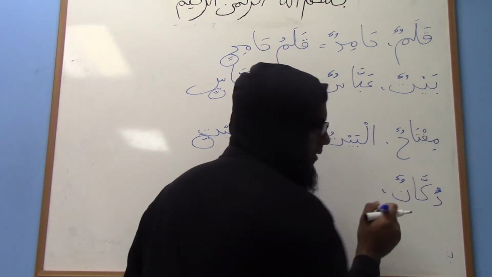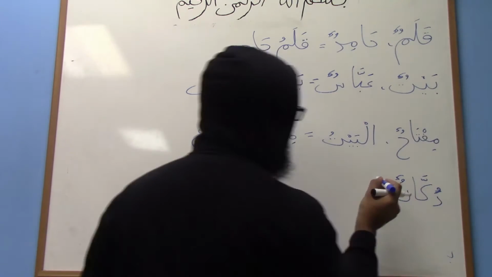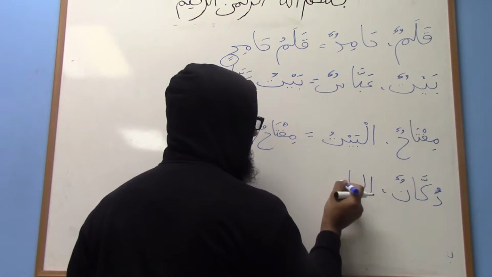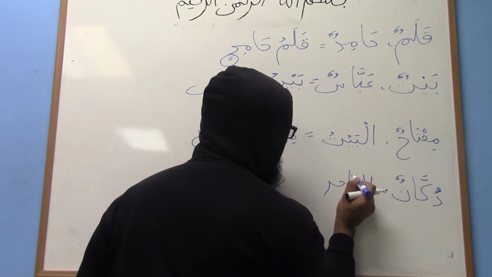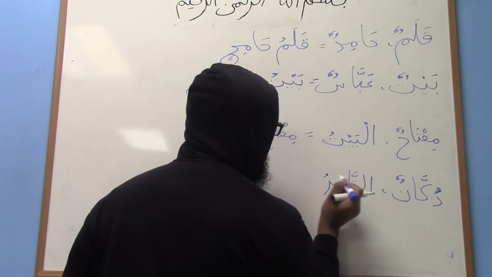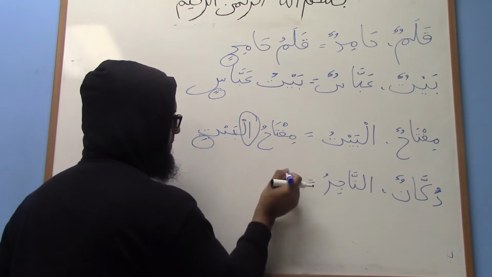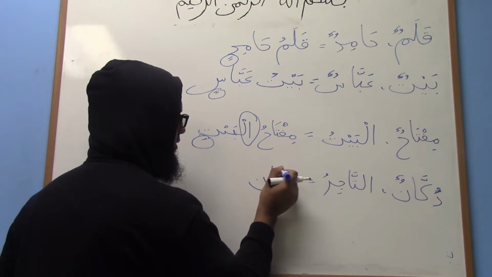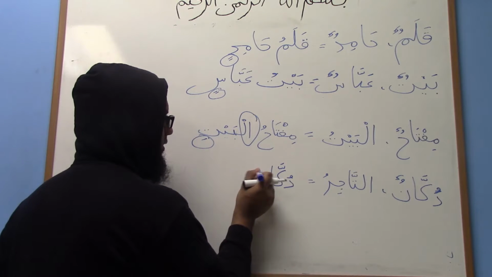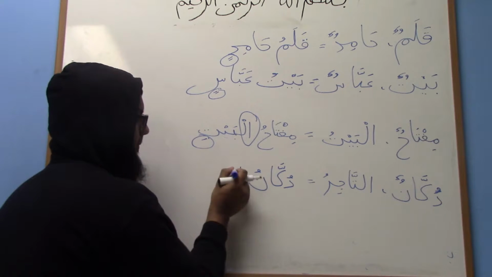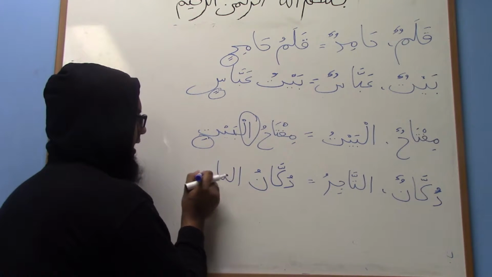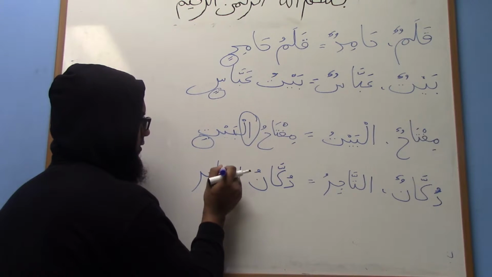Dukkanun. And then we have what's after that? التاجر. Okay. التاجر. ما معنى التاجر? Merchant. Okay, good. When we conjugate it, it becomes: The store. دكان التاجر.